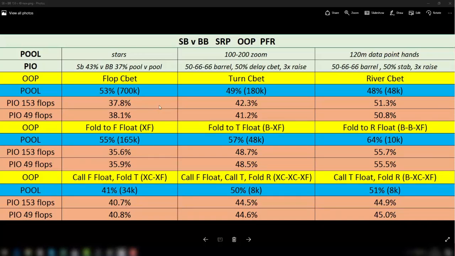But when we put that into context with the overall gap between the PO data and the pool data, the gap is huge, 18%. So an error of 0.7% is insignificant in that context, especially when we consider all the extra work and effort we have to go through to get that extra bit of information. Flop c-bet isn't really a hotspot. It's not something we can exploit directly.